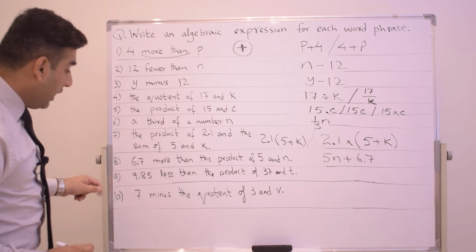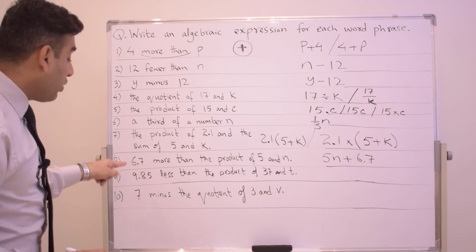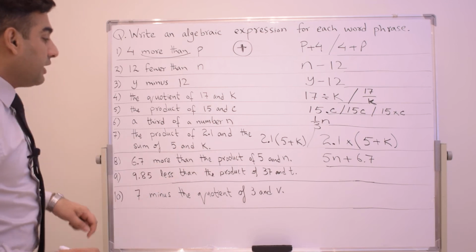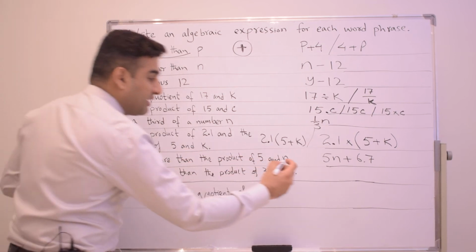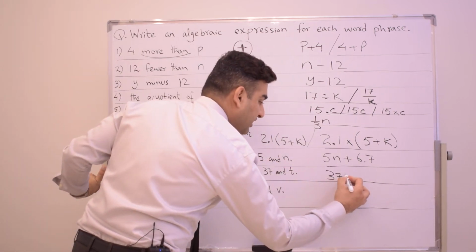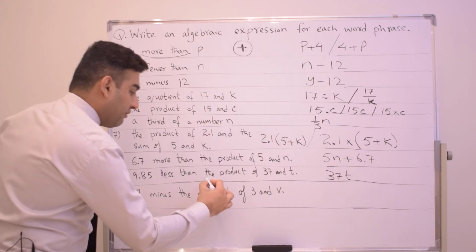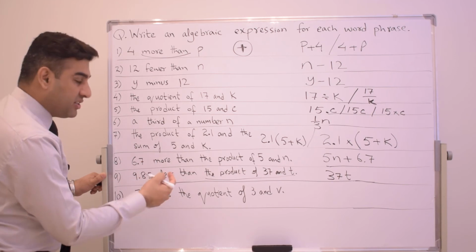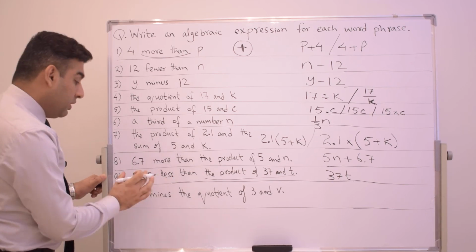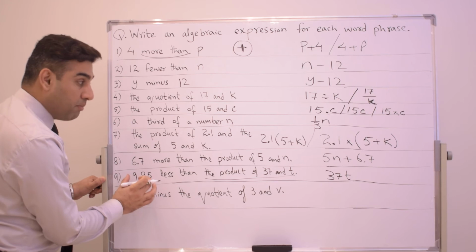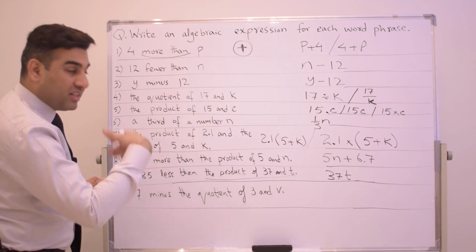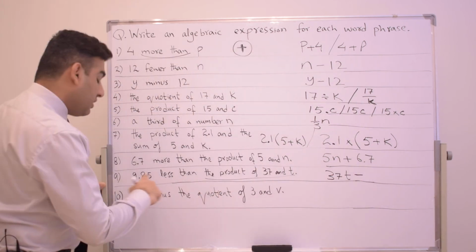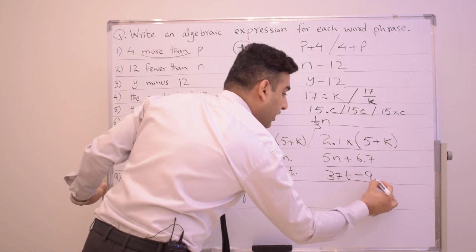Guys, part number 9, 9.85 less than the product of 37 and t. So guys, the product of 37 and t we will write first, 37t. I finished with this part, 37 and t. Then 9.85 less than. Whenever less than comes, this number will go in the second place. So less than means minus, and 9.85 will come here.